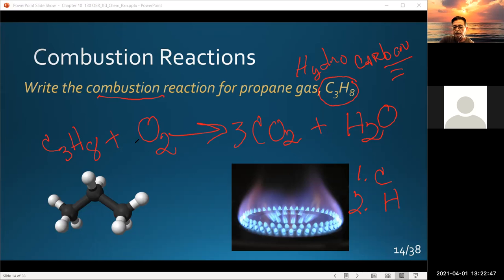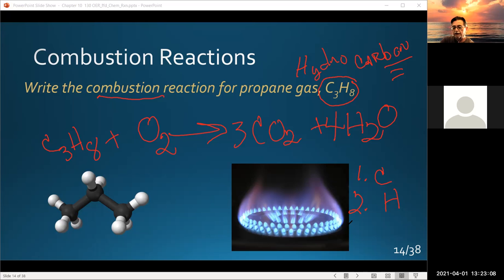Well, okay, I got 8 on the left-hand side in the form of C3H8, and I got 2 in the form of water. Well, to balance the hydrogens, I just simply put a 4 in front of water. That gives me 8 hydrogens, okay? And I got 3 carbons.